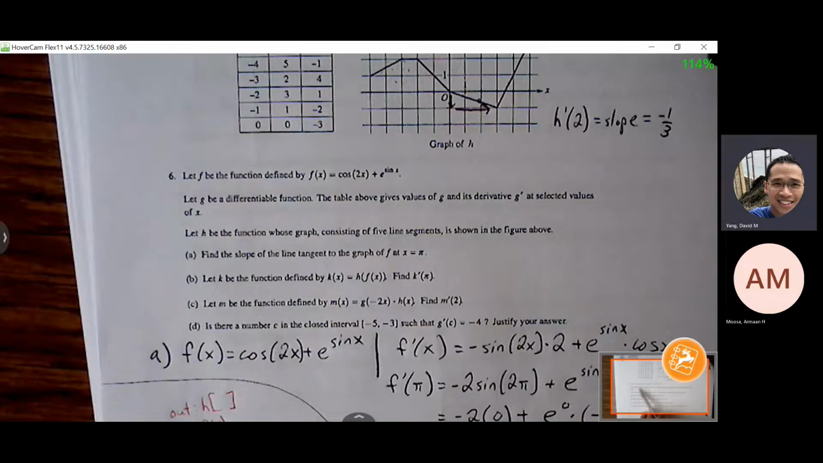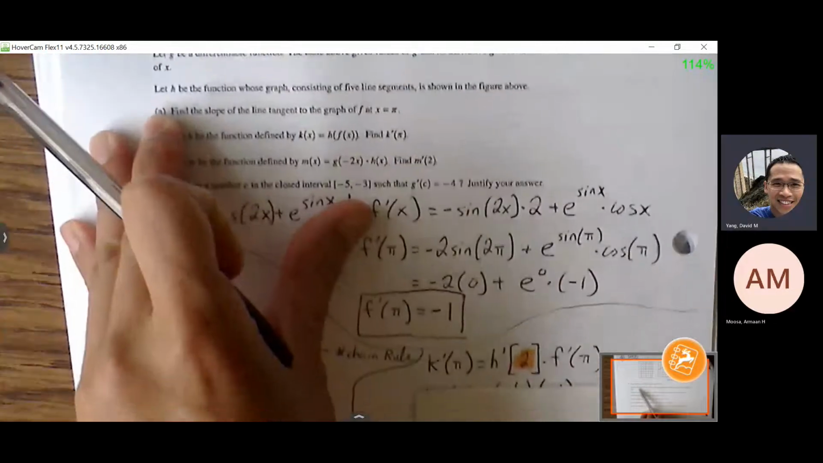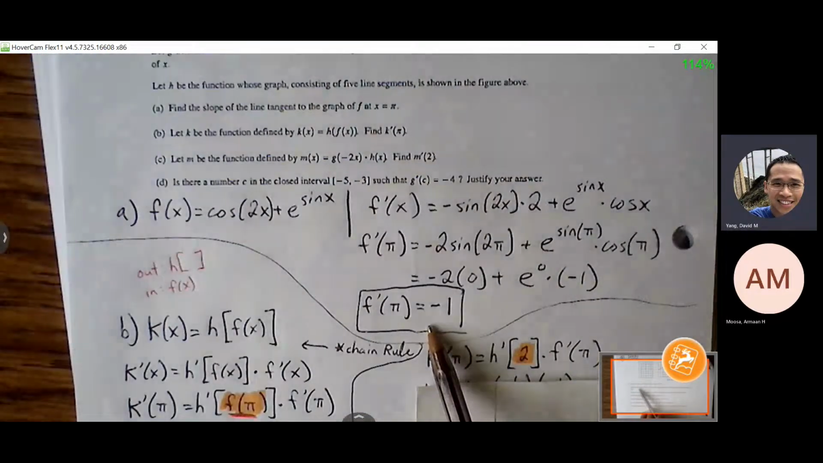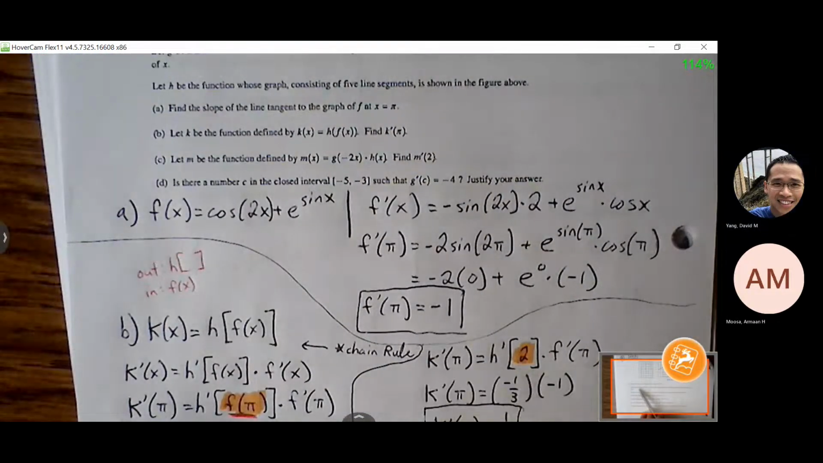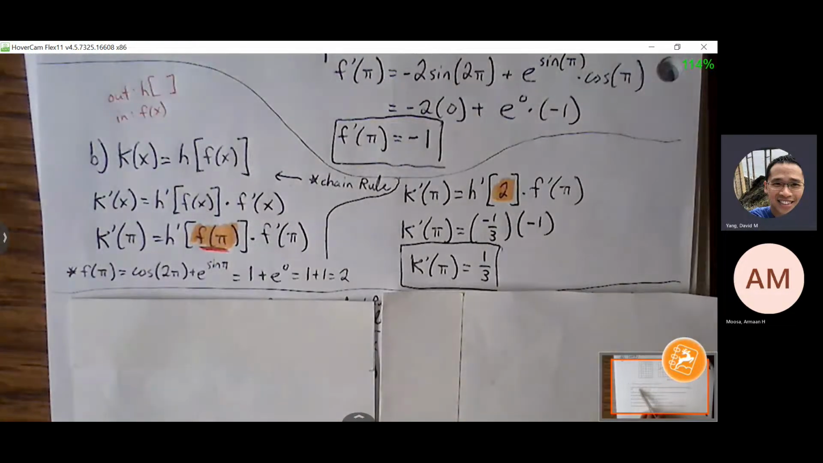f prime of pi, I can gather from part A, which is negative 1, so I can bring that down. So negative 1/3 times negative 1 is positive 1/3.